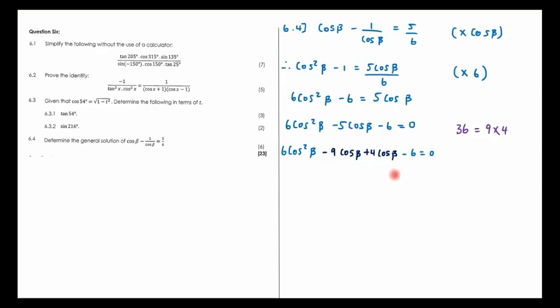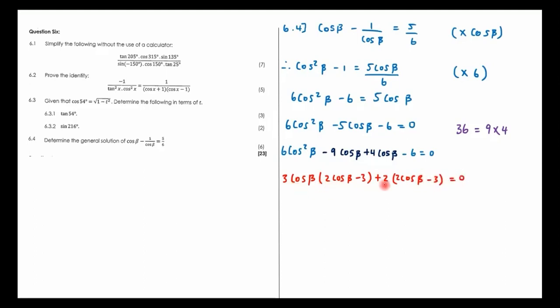Now what does this thing do? So basically what it does is that it creates a grouping, right? So these first two terms, I'm going to take out a common factor there. So for example, the common factor there is going to be 3 cos beta, right? So if I do that, I'm left with 2 cos beta minus 3. So what about these last two? These two, I can see that I can take out 2 there, and then I'm going to be left with 2 cos beta minus 3 equals to 0.